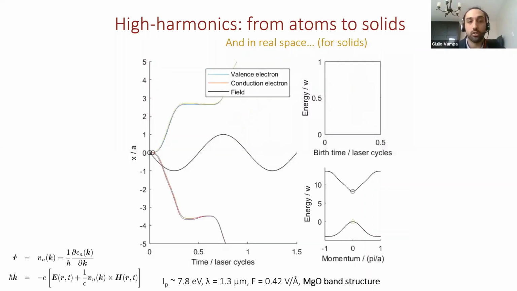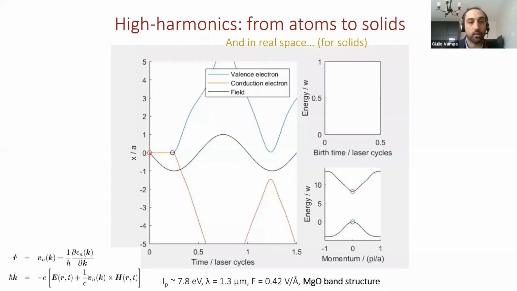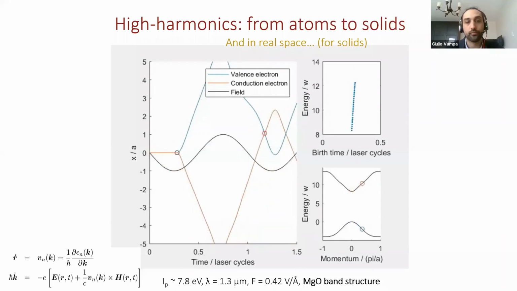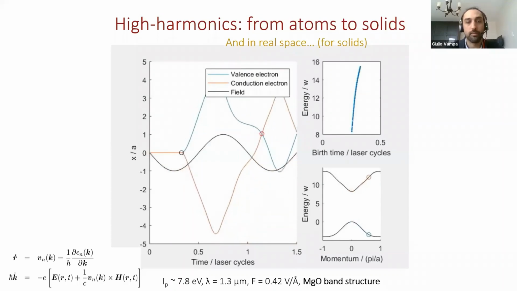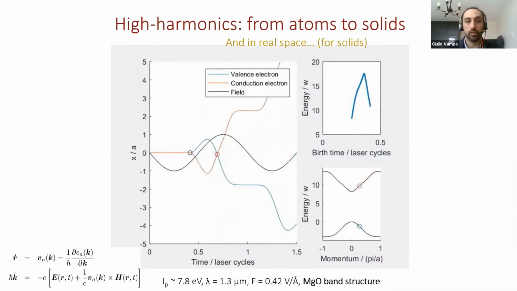Now let's look at MgO instead. This is a lot richer. For example, the valence electron, the hole, also moves because it's in a dispersive band. And again, about the peak of the field, the electron and hole recombine, and you can see the energy climbs up, and so does the momentum, reaches all the way up to the edge of the Brillouin zone, and then comes down again. And so it looks very similar. You have two branches, and the maximum would be the cutoff. It would be short trajectories or long trajectories.